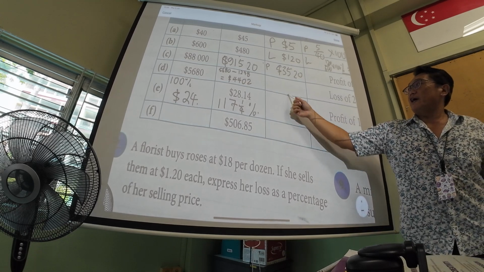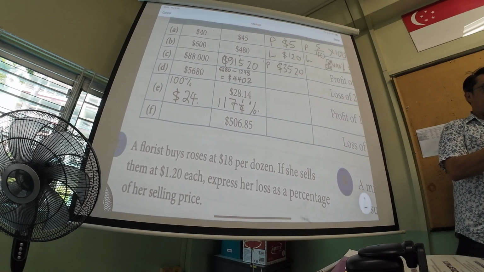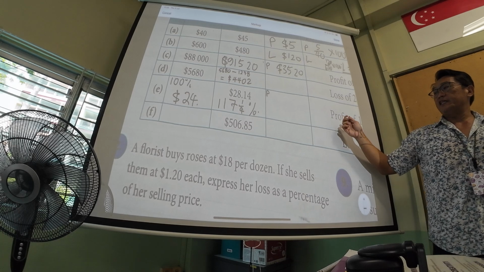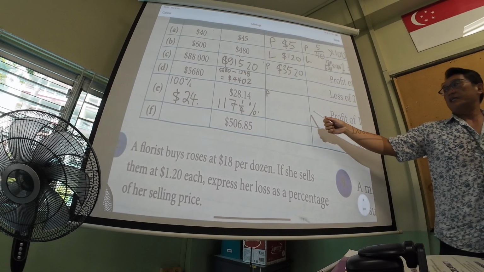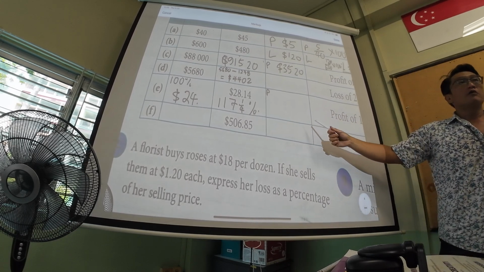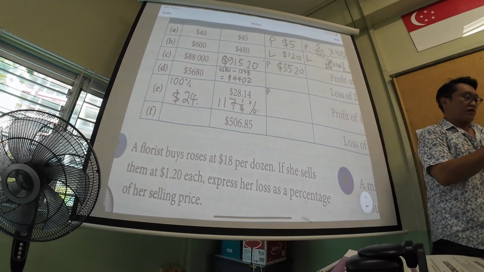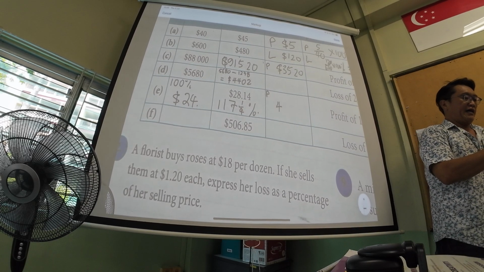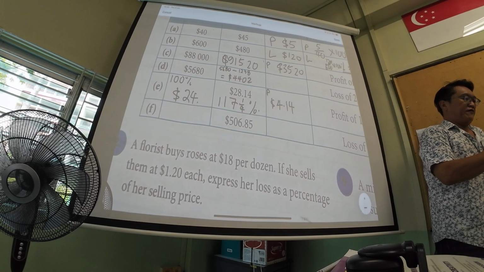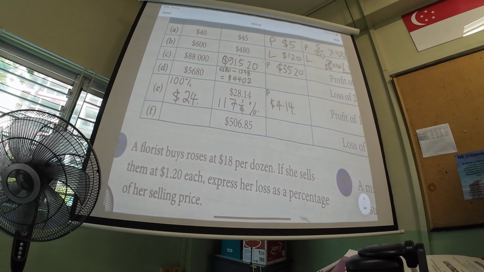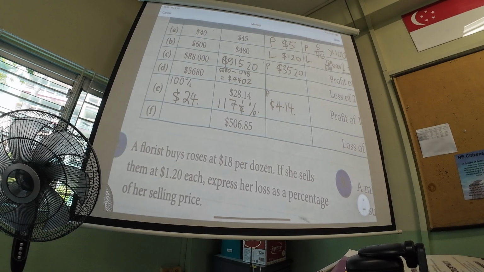Then if I want to find out what is the profit in terms of money, in terms of percentage is 17.25%. But in terms of actual amount, we just take selling price minus cost price. So we will get $4.14.